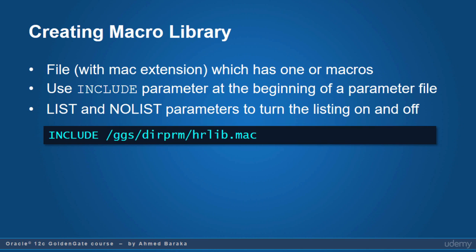By default, the output of the macro library is listed in the report file. This may lead to a large report file size. Use the LIST and NOLIST parameters to turn the listing on and off. Those parameters can be called within the parameter file or within the macro library file itself.